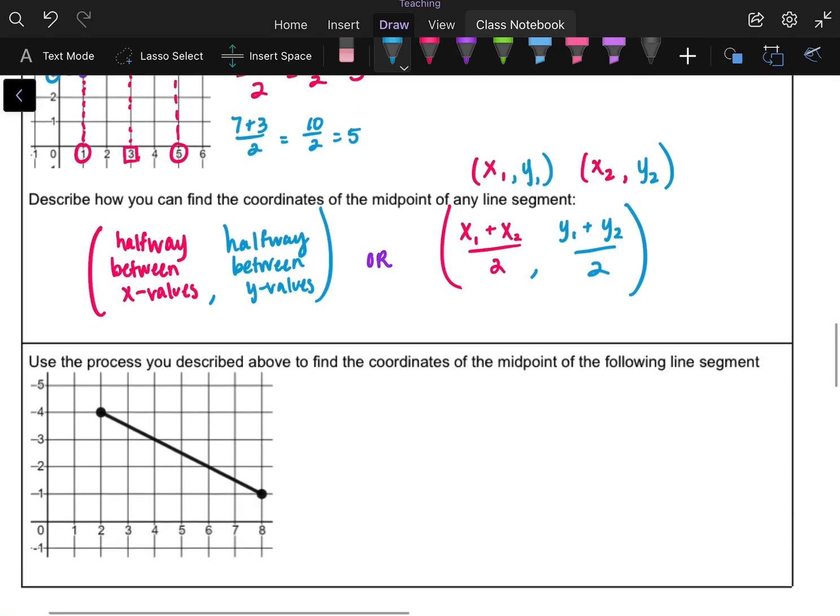So let's go ahead and use that process we described to find the midpoint of this segment. So go ahead, pause the video, see if you can work through this.